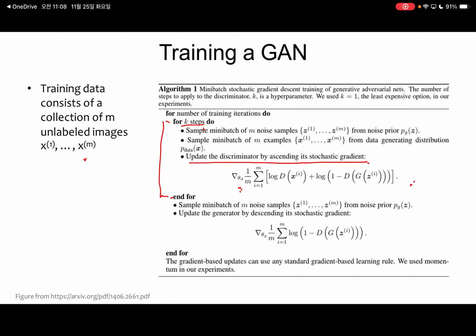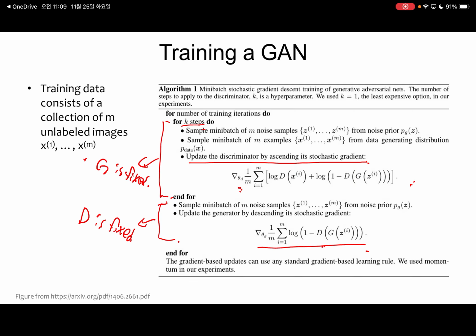So here, G is fixed. K is, of course, maybe larger than 1, so people use multiple iterations to train the discriminator, and only one iteration for the generator. There is no for loop, right? D is fixed. Then we sample noise from the noise prior, a normal Gaussian distribution, and we update the generator by descending the stochastic gradient.